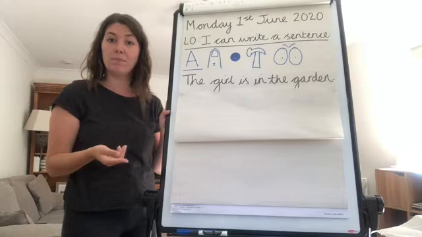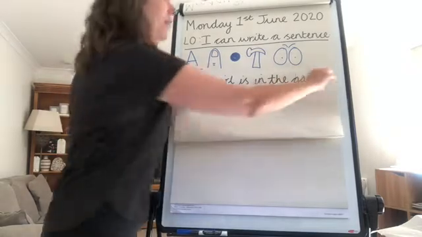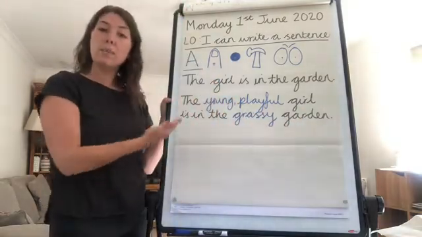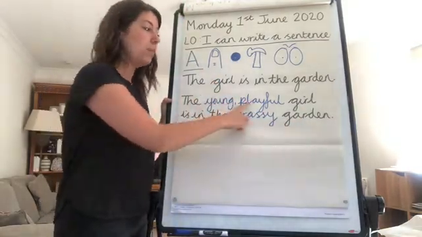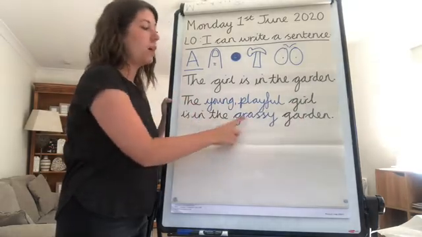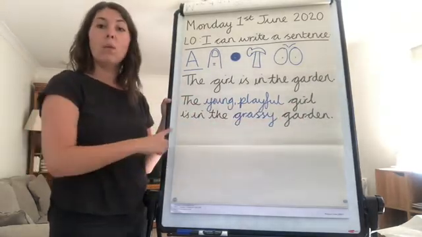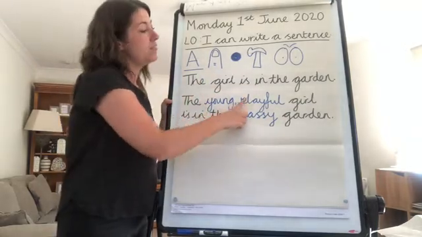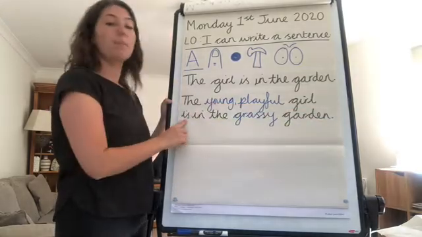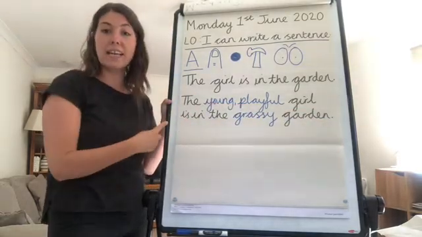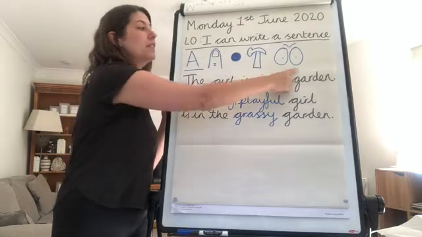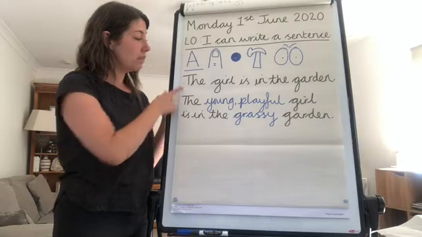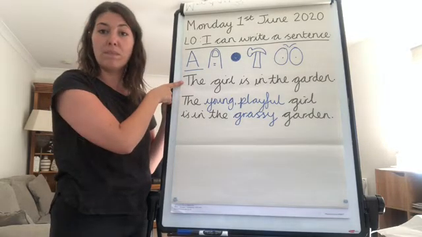I actually did this already earlier. So I wrote my sentence again, including my adjectives. So now my new sentence says, the young playful girl is in the grassy garden. When I check that sentence, it still has a capital letter, it still has finger spaces and a full stop, and the being verb is. It does make sense, so it still includes everything in the success criteria and means that I can write a sentence. It's just an improved sentence from the one I wrote to begin with.